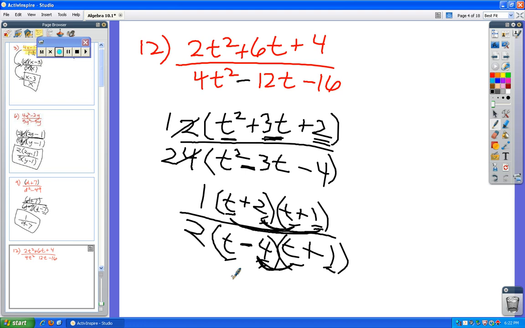Okay, now we have factor, factor, factor, factor, factor, factor. We need to cancel factors. T plus 1. Anything else? Again, you cannot cancel the t's because that's part of the factor, same with the 2 and the 4. So, what's left? We have a t plus 2 on the top, and a 2 and parentheses t minus 4 in the bottom.